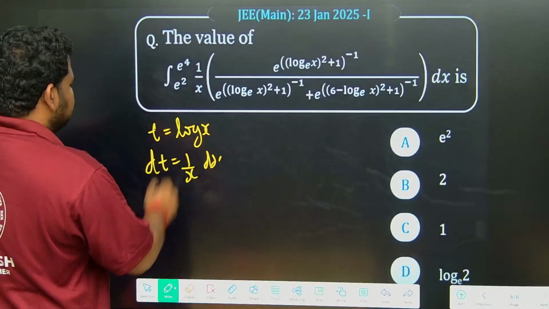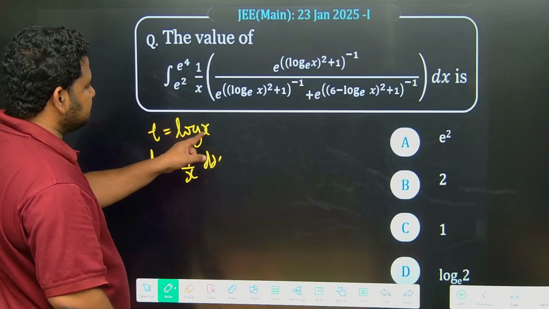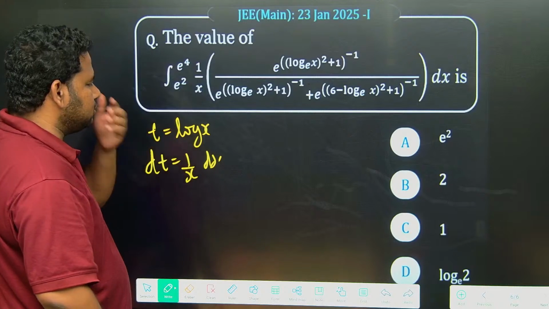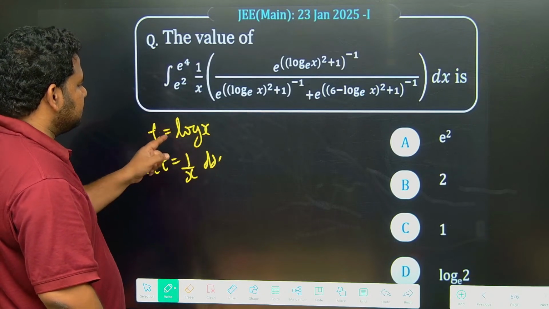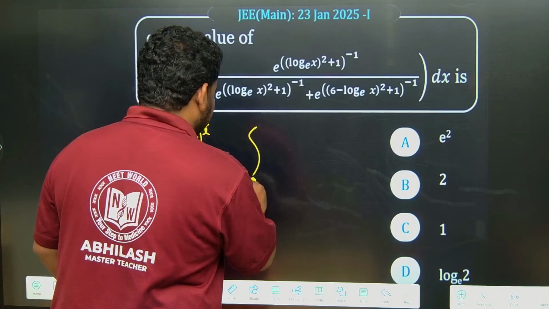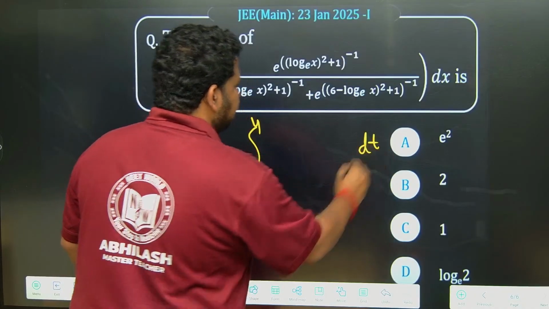So what about the limits? If I put x is equal to e square, I will get t is equal to log x, that is t is equal to 2. If I put x is equal to e power 4, I'll get t is equal to 4. So this integral will transform into the integral from 2 to 4. 1 by x dx is nothing but dt. All right, now this will become what?